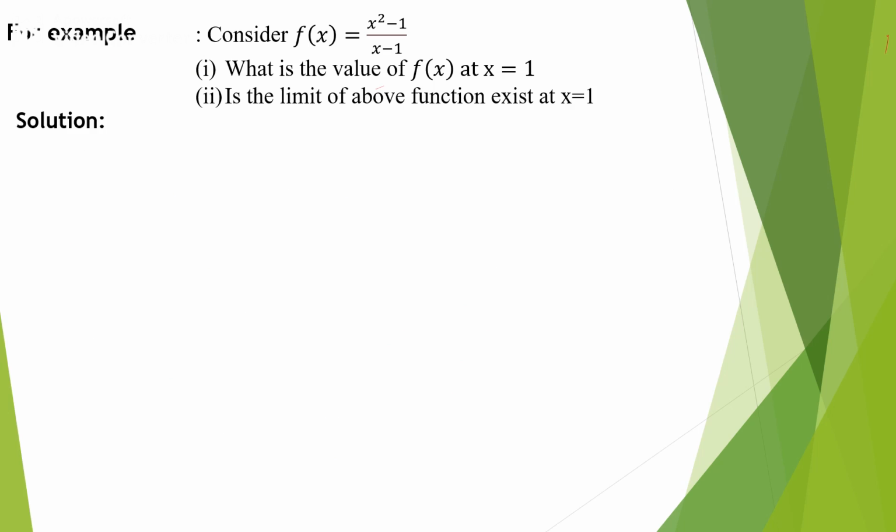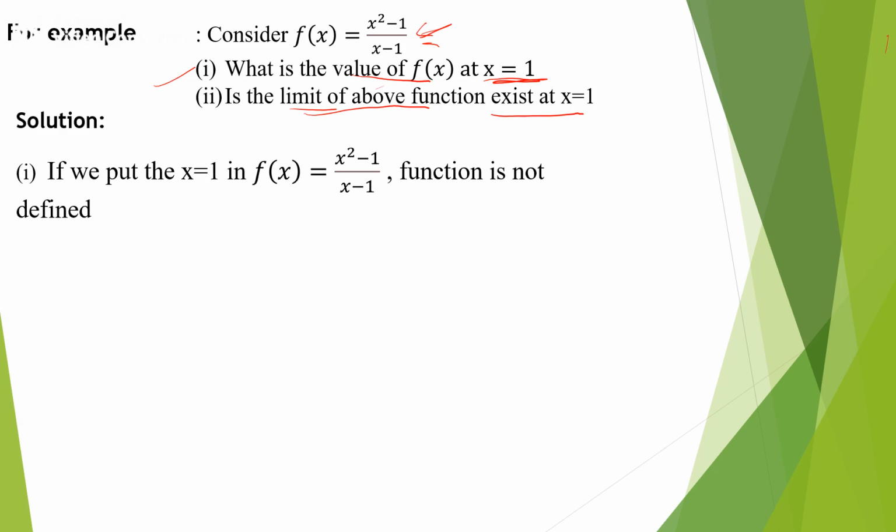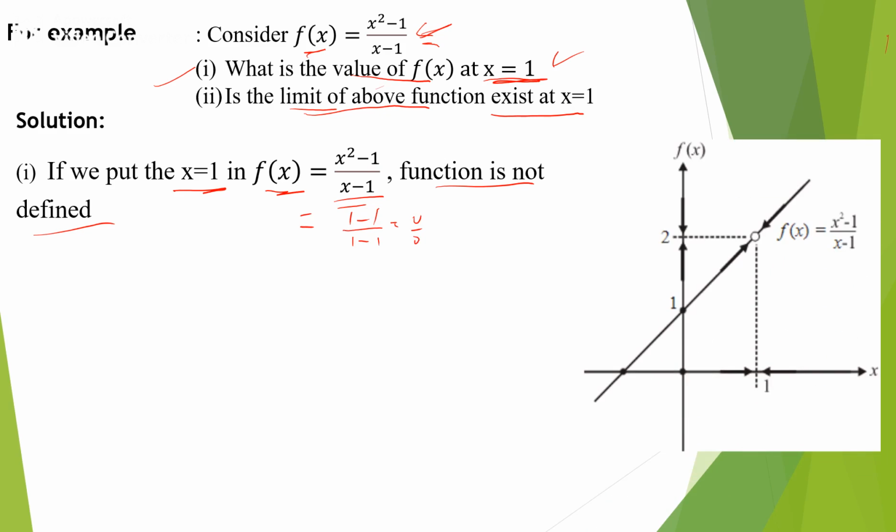Now let us look at an example to understand the concept of the value of the function and the existence of the limit of a function. We take the function f(x) = (x² - 1)/(x - 1). We have to check the value of that function at x = 1, and whether the limit of that function exists at x = 1 or not. First we find the value of the function, so we put x = 1 in f(x) = (x² - 1)/(x - 1). The function is not defined at that particular point because (1 - 1)/(1 - 1) gives an indeterminate form, that is not defined. If you see the graph of that function, you observe that at 1 the function is not defined.